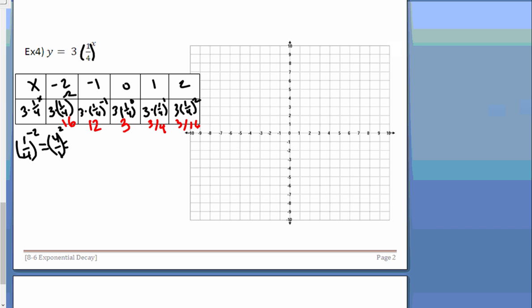Graph it. -2 is 16. It's way off the graph somewhere. -1 is 12, so it's like here. 0 is 3. 1 is 3/4. 2 is 3/16. So let me have some fun with this. It is a crazy vertical, so it's going to start something like this. And then from here, it's going to flatten out. Just like that. Okay?